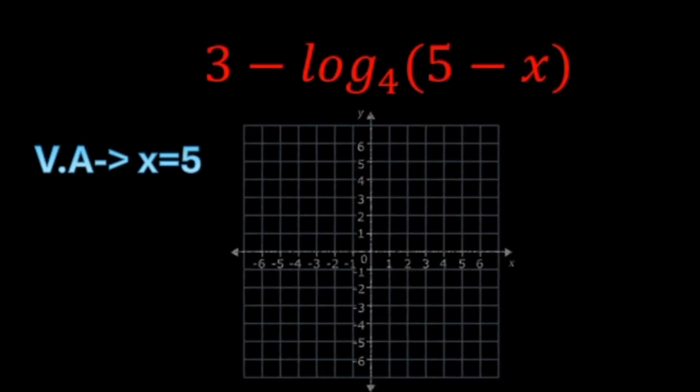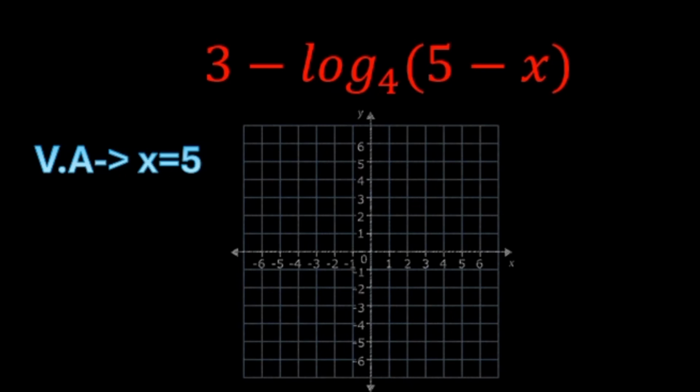Let's try graphing f of x is equal to 3 minus log base 4 of 5 minus x. Now, can x be 5? No, because log base 4 of 0 is not defined. Log 0 is not defined for any base. Alright? Just like an exponential function can never be 0, this also can't be 0. 5 minus x can't be 0, therefore x can't be equal to 5. Therefore we get that a vertical asymptote for this function is at x is equal to 5.